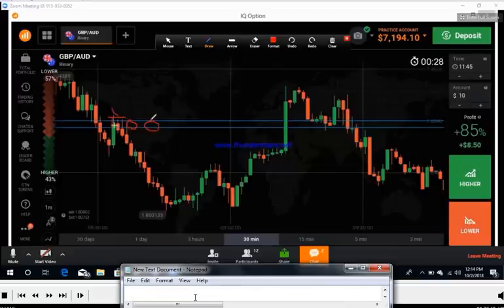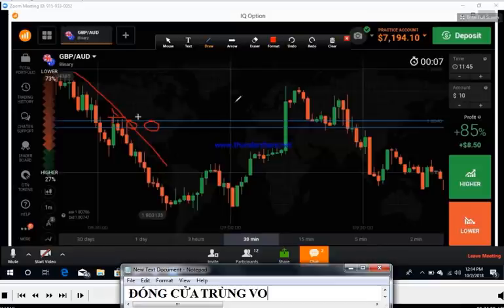Imagine this is a downtrend, and this candle has no upper wick. It closed at the resistance line with no upper wick, just like a Marubozu candle. It will also work as a reversal candlestick. Okay, Marubozu candle, I will show you.